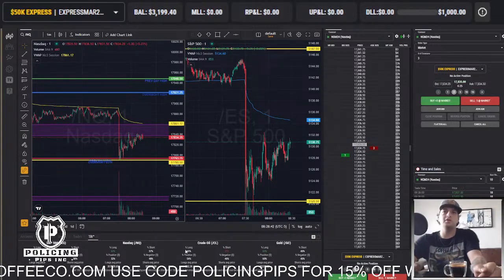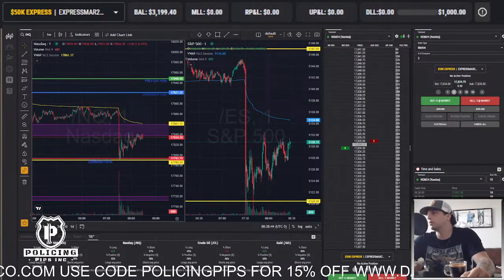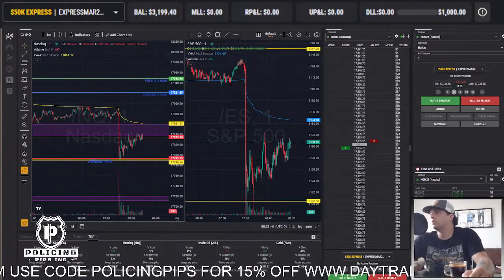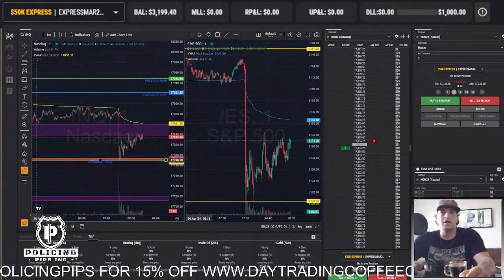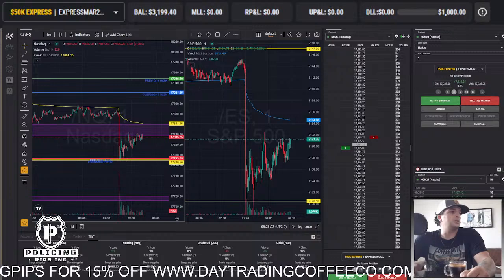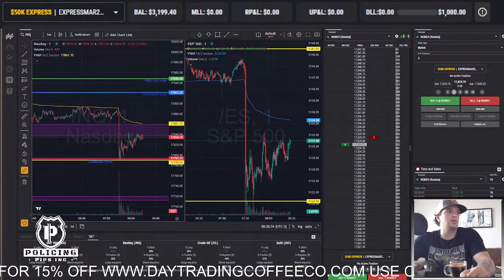2 minutes to open. We are looking to open on lows from yesterday. Hopefully this kind of rotates down into that yellow area here. Let's see. Just going to click through here.